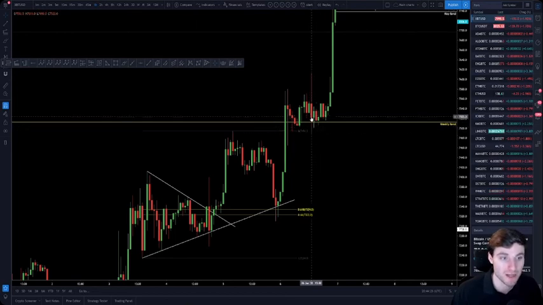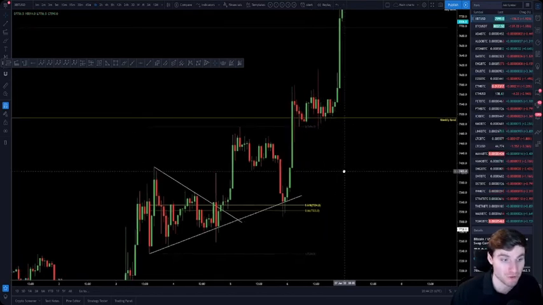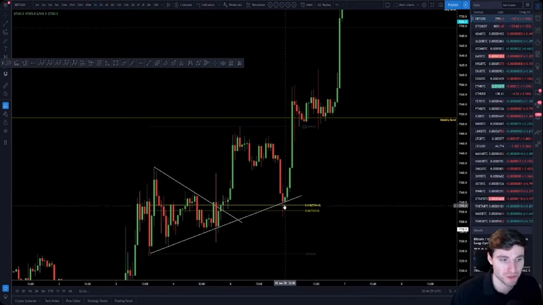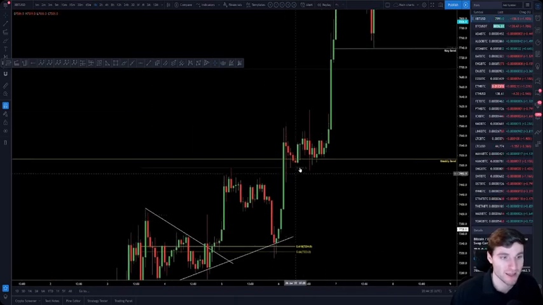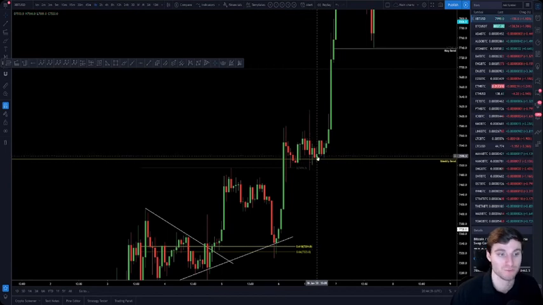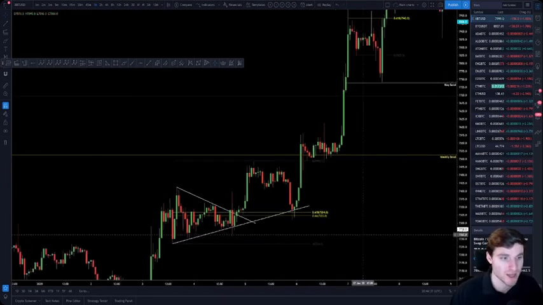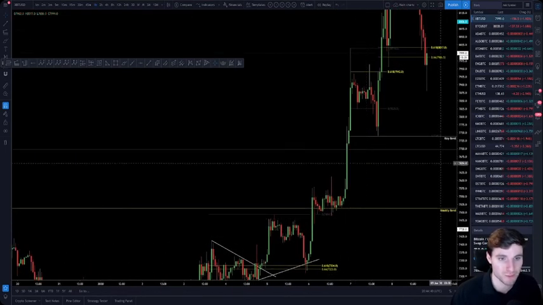wicks through the level, closing back above, show that the support is being held, just as you saw here, wicks through the level, close back above, showing you that the trend line and 618 is holding. Here you break weekly, wicks through, close back above, shows you that weekly's holding. So, here was reasons to be bullish.